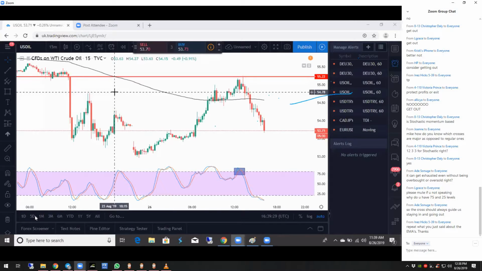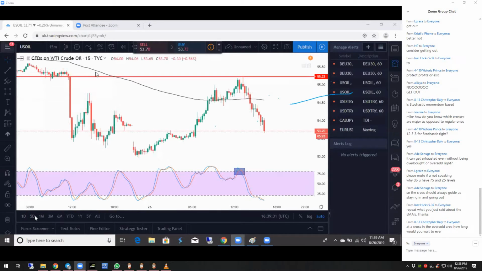That's oil still dropping. Man, you got in that trade right here in the morning when you saw that cross up at the top. You got in this oil trade.